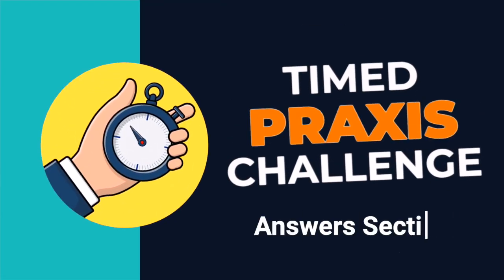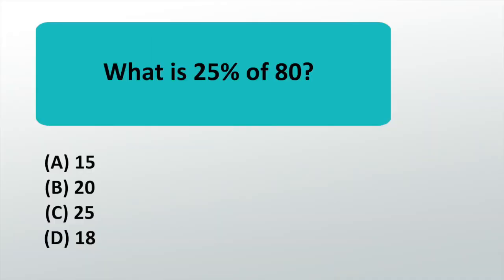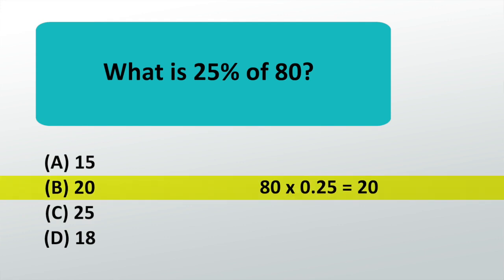Praxis Time Challenge. Question 1. What is 25% of 80? To find 25% of 80, multiply 80 by the decimal equivalent of 25%. 80 times 0.25 equals 20. The correct answer is B, 20.